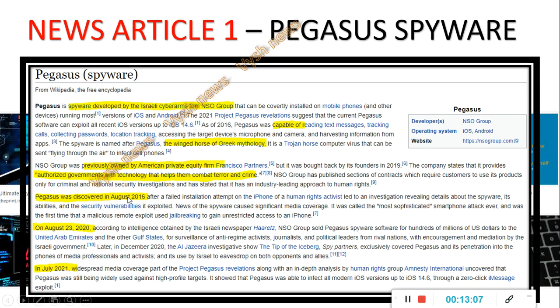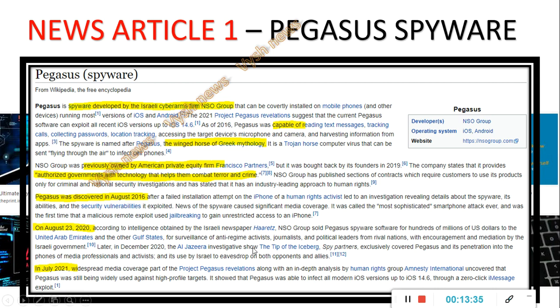So this has been there for a long time, but only in 2016 was it discovered that something like this exists, because some human rights activists found that some installation was failing, so something was happening. They understood that the phone was being hacked. In 2020, the Israeli newspaper Haaretz, their main newspaper, reported that governments like the UAE and Gulf states were giving millions of dollars to buy the software, meaning they are sitting and spying on people.